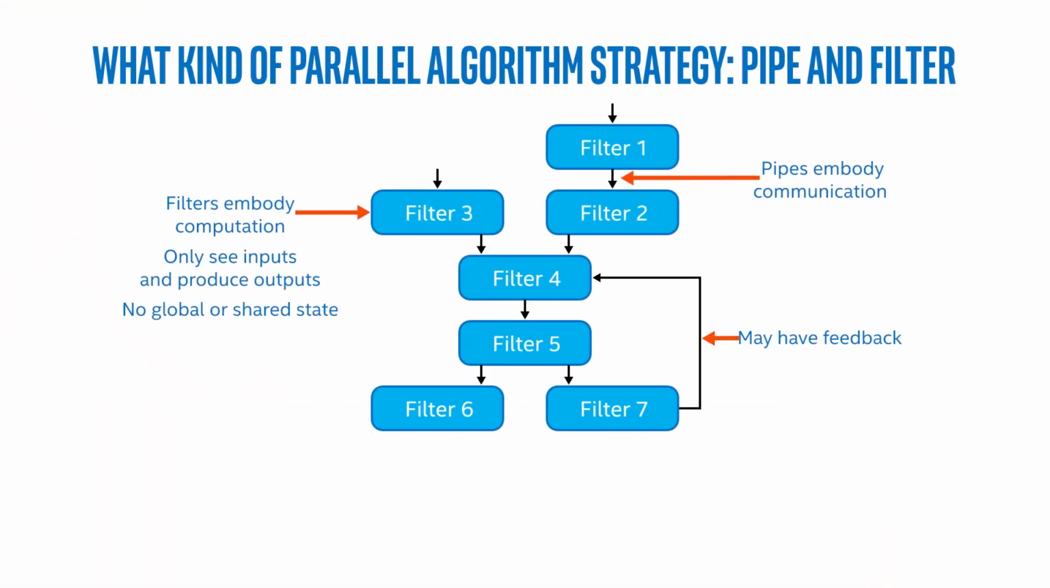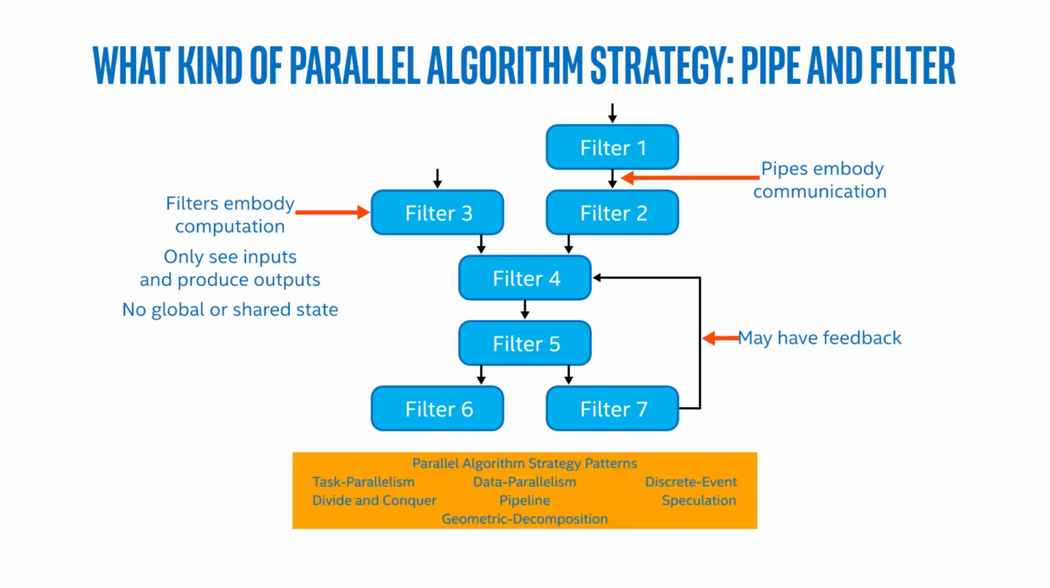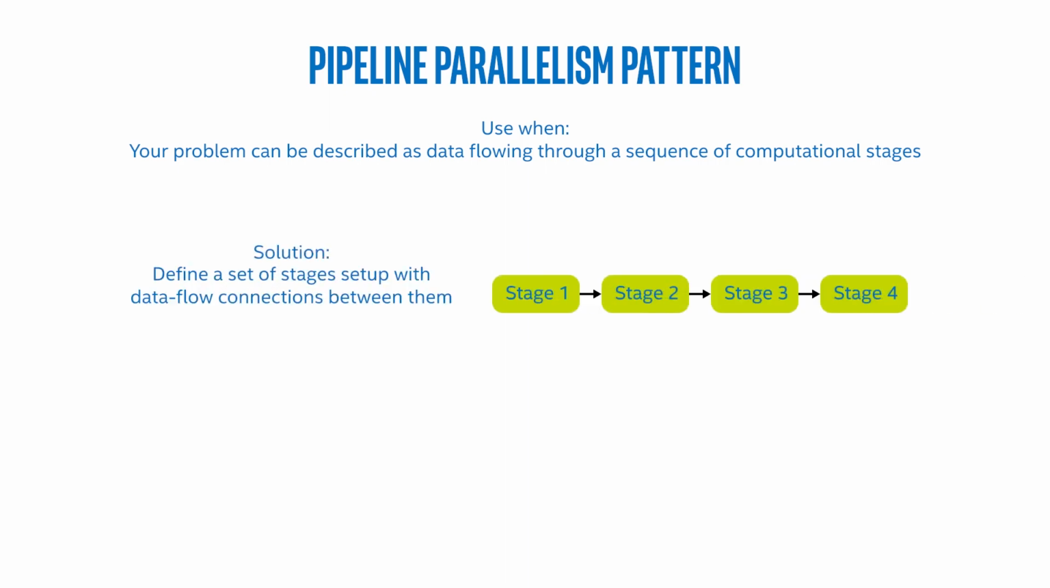So let's take a look at pipe and filter and ask ourselves, which of these 7 parallel algorithm strategies best fits? Well, the pipeline parallelism pattern seems to be the most appropriate one. We use the pipeline parallelism pattern when we can describe the system as data flowing through a sequence of computational stages. So we define a set of stages with data flow connections between them, and parallelism comes from the fact that we can have multiple stages active at one time.